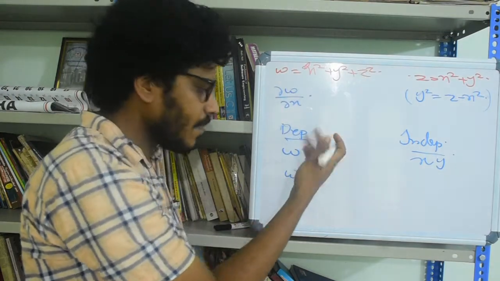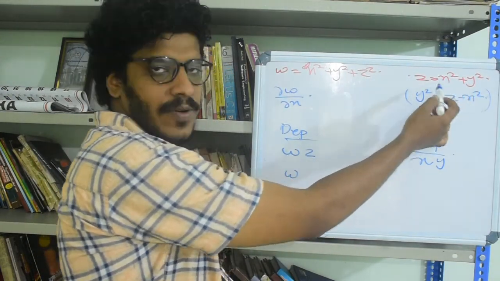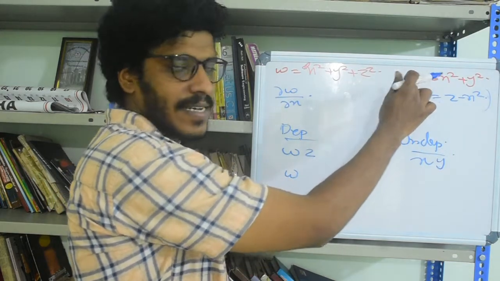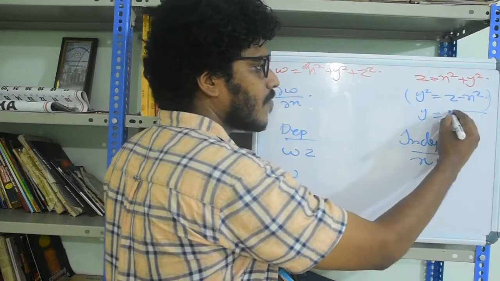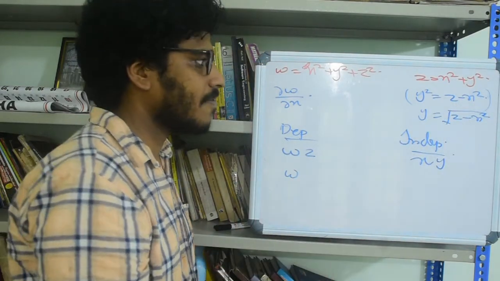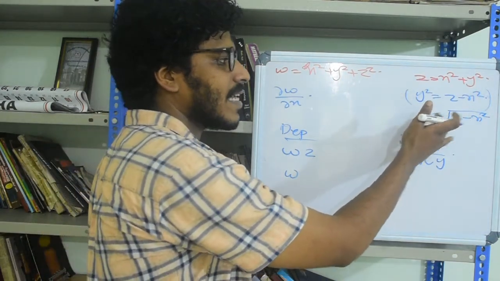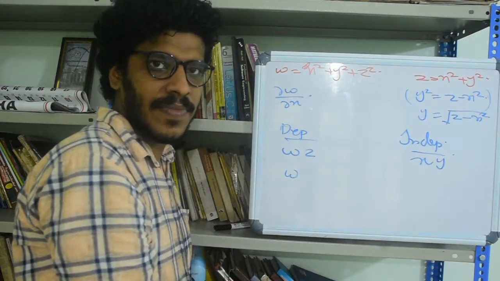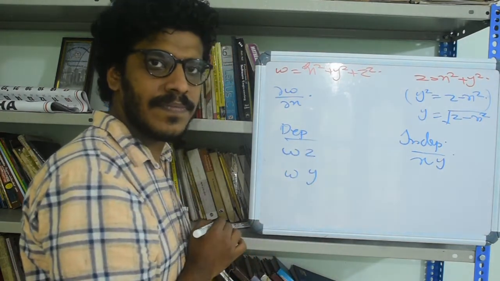and Z explicitly. And if we consider Y square equal to Z minus X square, which has come from the same constraint, you may derive that Y equal to root of Z minus X square, or Z minus X square all raised to half, which in some sense says that Y is actually depending on Z and X. So Y has become now a dependent variable.